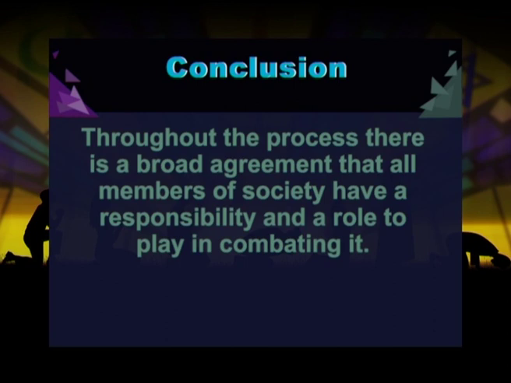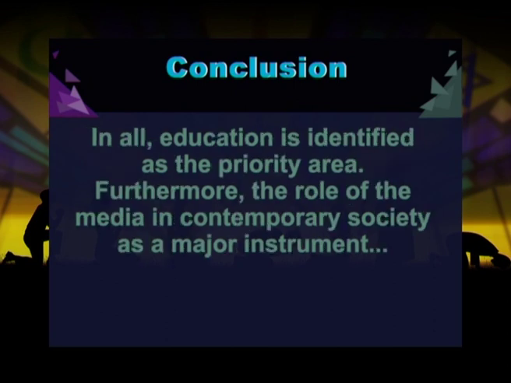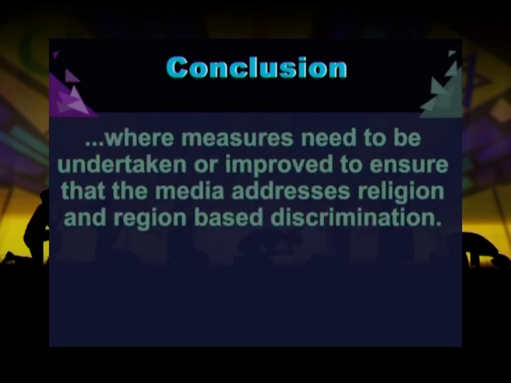Conclusion: the theme therefore seeks to identify strategies for the prevention of religion and region-based discrimination, including measures of education and protection. Throughout the process, there is a broad agreement that all members of society have a responsibility and a role to play in combating it. In all, education is identified as the priority area. Furthermore, the role of media in contemporary society is a major instrument where measures need to be undertaken or improved to ensure that the media addresses religion and region-based discrimination. Also, stringent measures should be undertaken by the government against it, and important legislative measures should be ensured.